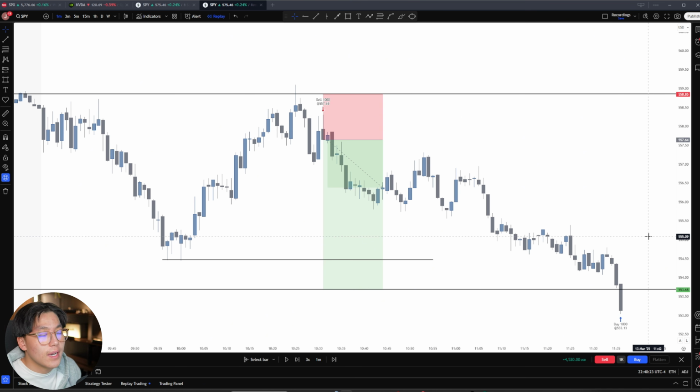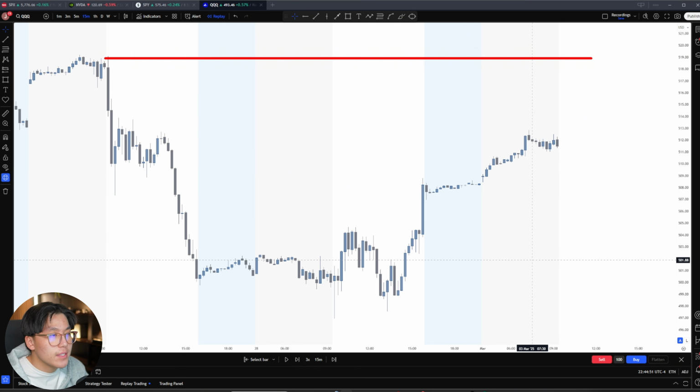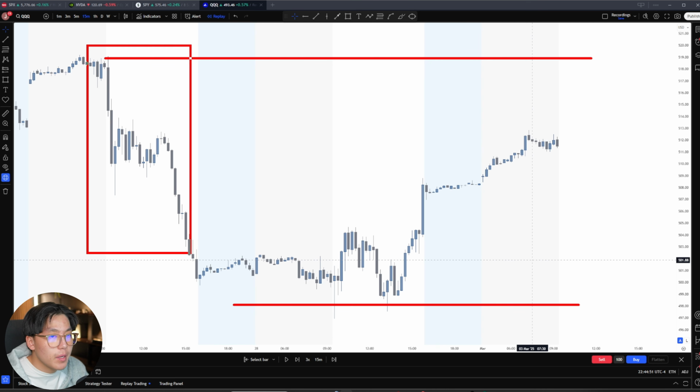Now let's go on to the next example that I have for us. So you can see right here on the QQQs, if we're looking at the past 2 days of price action, I'm fairly neutral. We end up having a big push on day one.